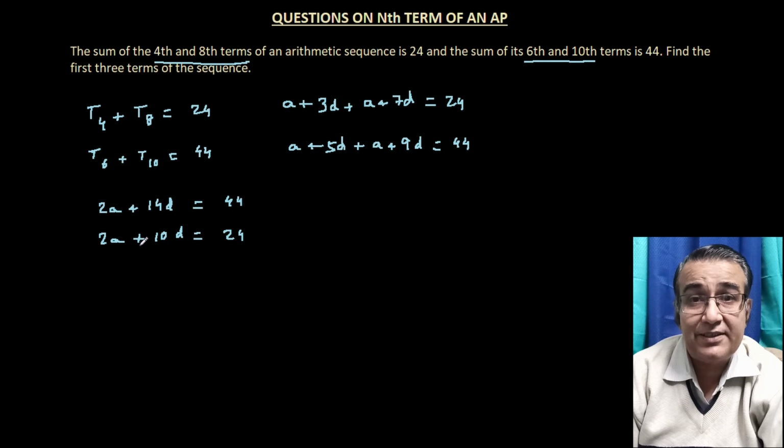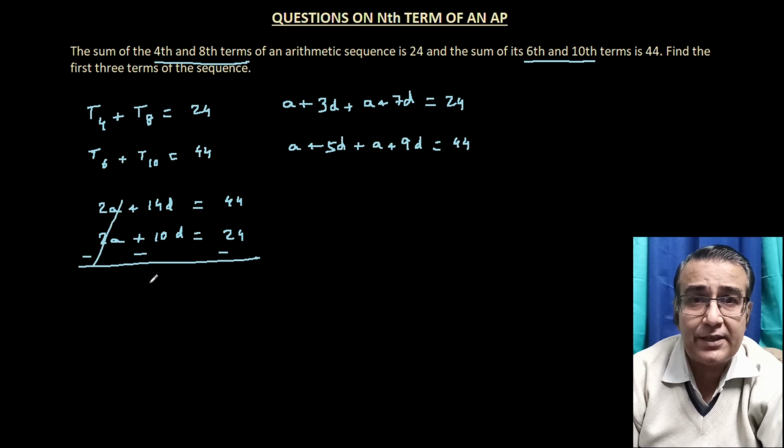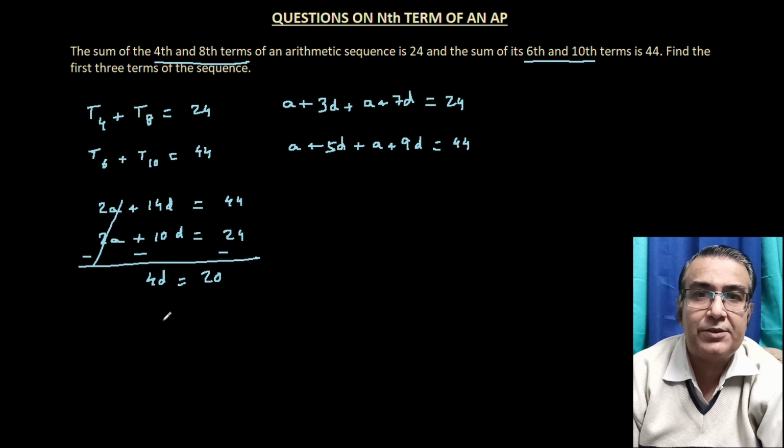Now let me subtract this equation from the first one. So obviously the signs will change, and in that case 2A minus 2A gets cancelled out. 14D minus 10D gives us 4D, and 44 minus 24 gives us 20, which means 4D is equal to 20, and dividing both sides of the equation by 4, we get that D is equal to 20 divided by 4, which is equal to 5.